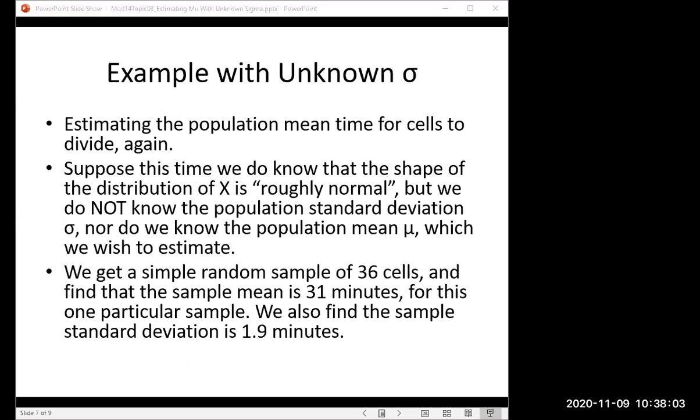So if we are doing this estimation problem, trying to estimate the population mean time per cell to divide, what we'll do is we'll get a simple random sample of 36 cells. We go out and we measure their division time, and so let's just make something up here. Let's suppose that what we get from our data was 31 minutes for the sample mean, and we find the sample standard deviation is 1.9 minutes.